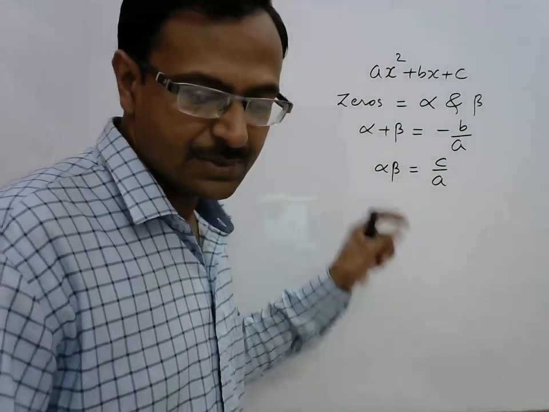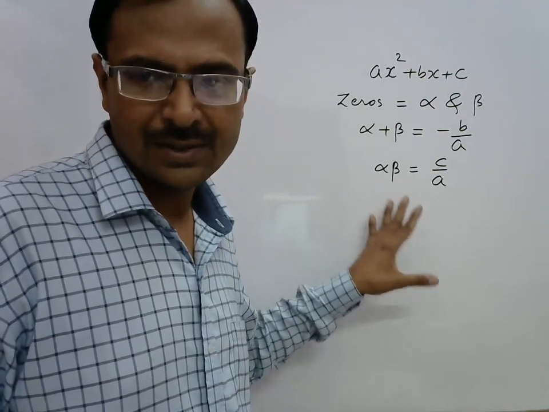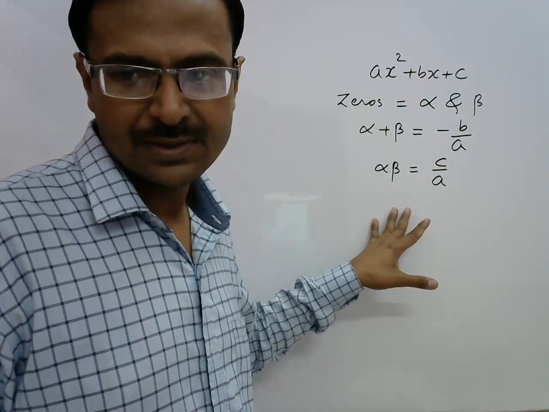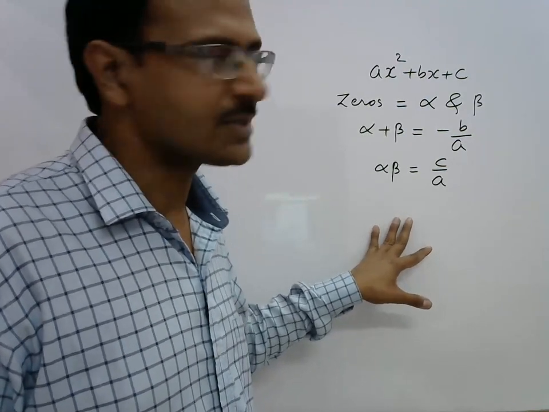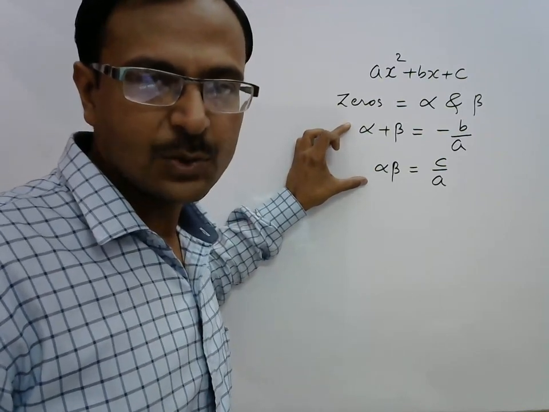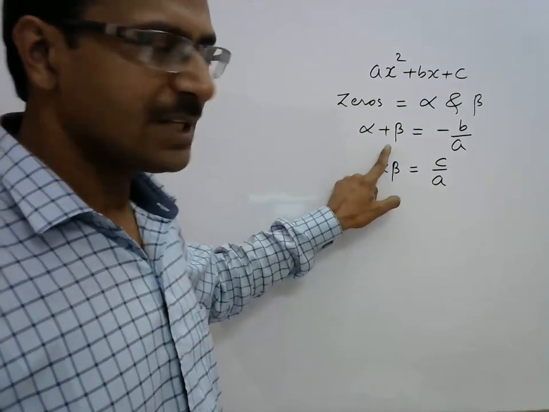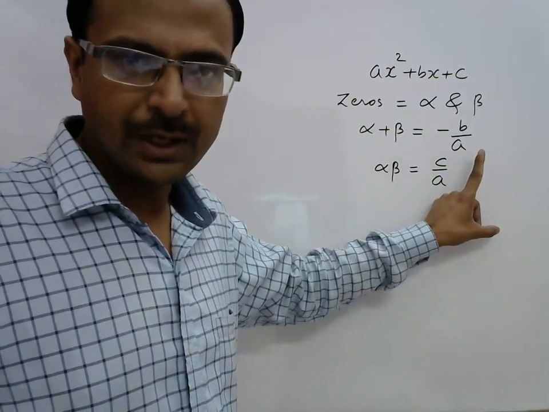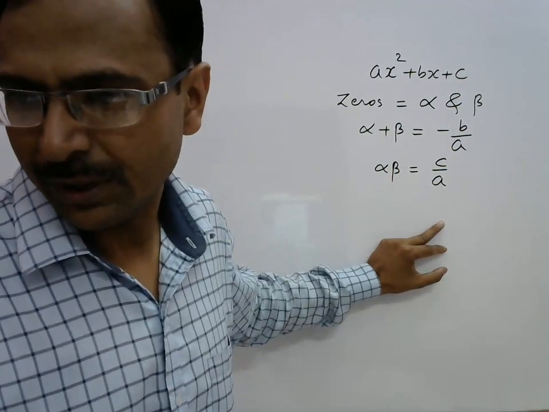Now, this is a concept. If anyone has not seen the concept till now, this is the main concept which we are going to use in the problems. So remember, whenever alpha and beta are the zeros of a given quadratic polynomial, then alpha plus beta is always obtained by negative b upon a, and alpha beta is obtained by c upon a.